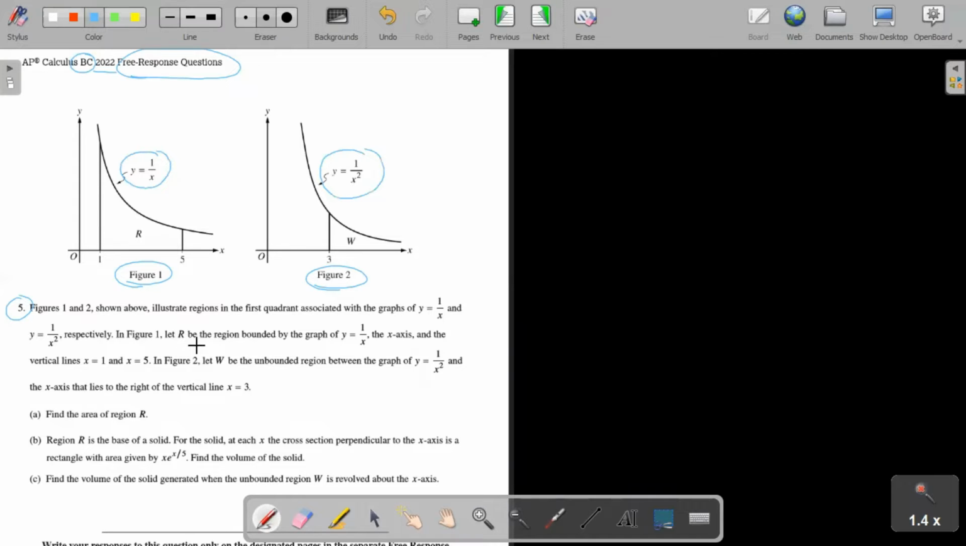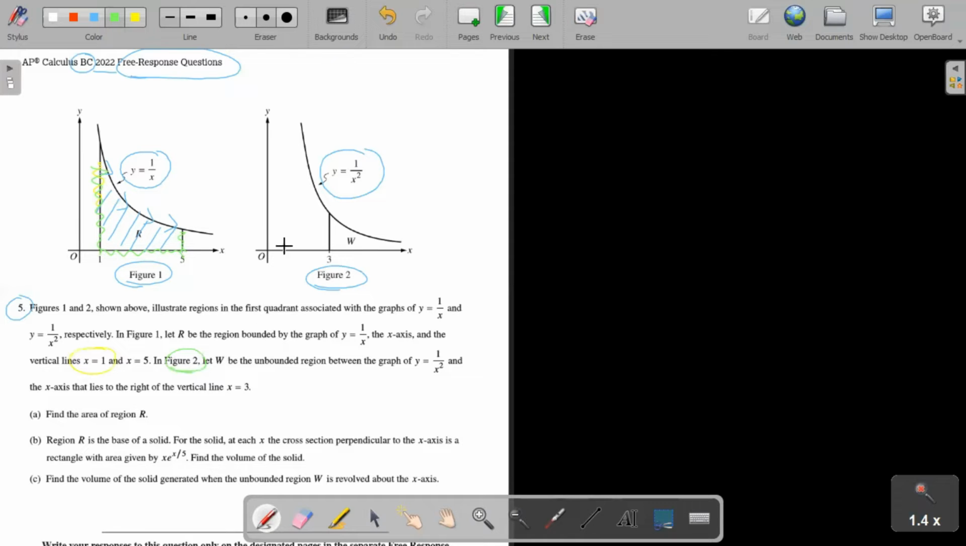In figure 1, let R be the region bounded by the graph y is equal to 1 by x. As you can see in the graph, this is the region R, and it is bounded by the graph y is equal to 1 by x, this green line x is equal to 1 and x is equal to 5, and the x-axis. So this is the region R bounded by the following curves.